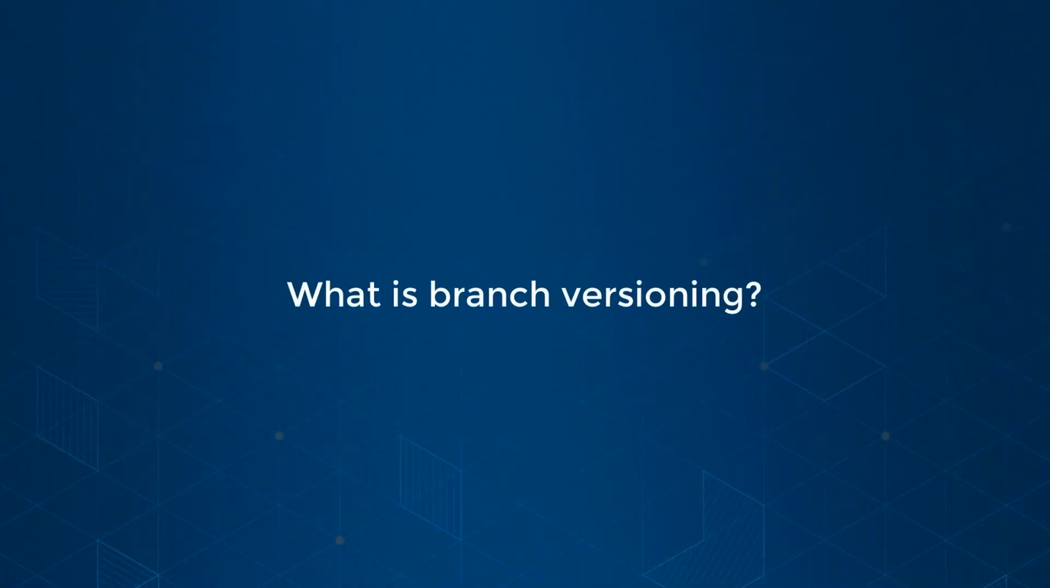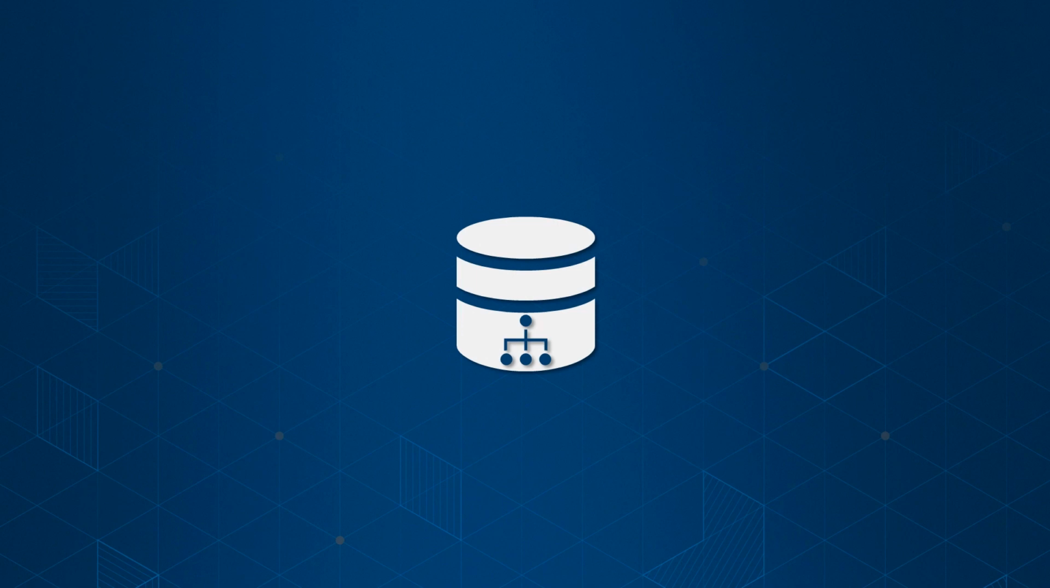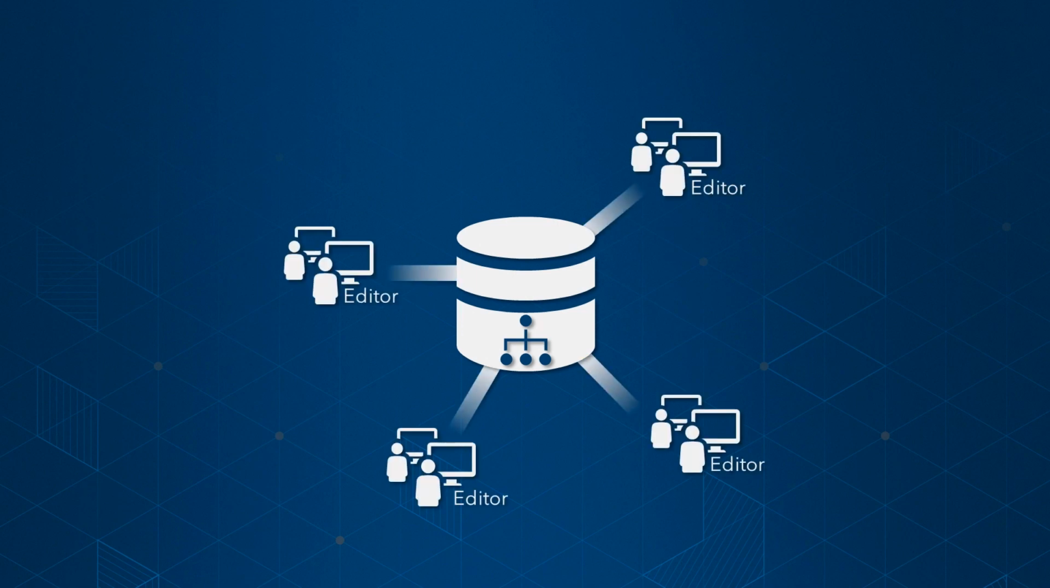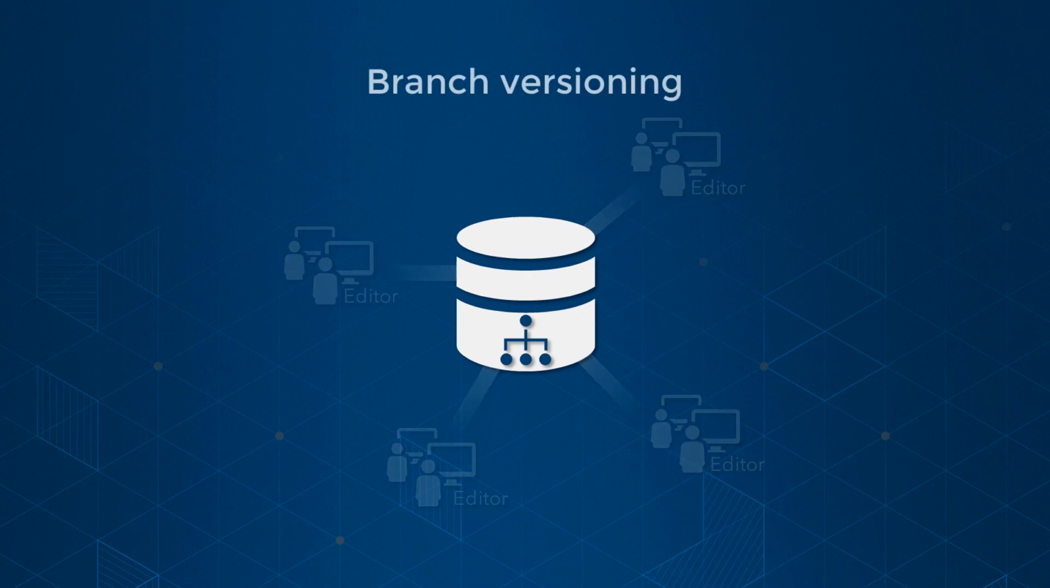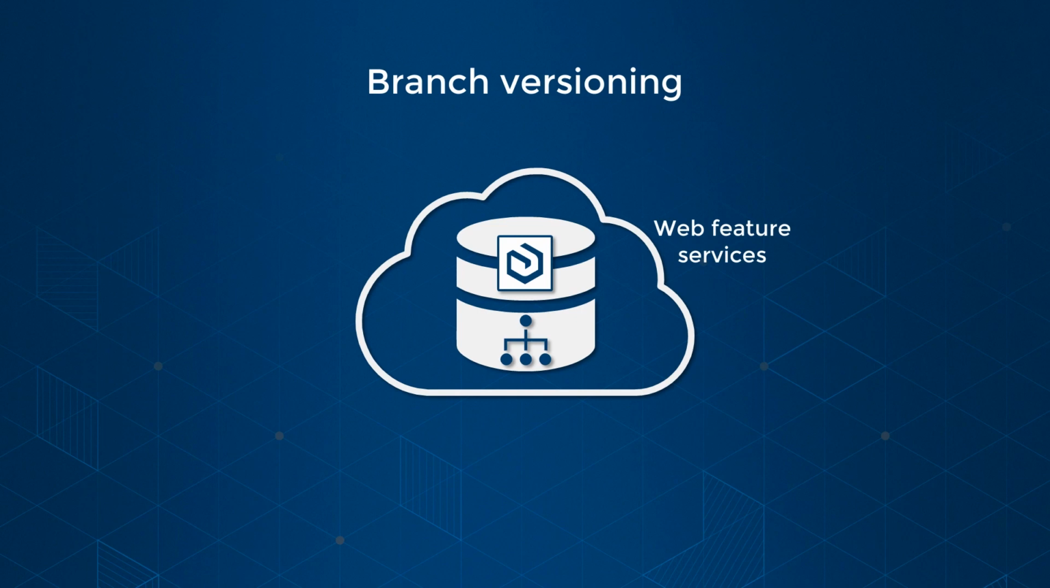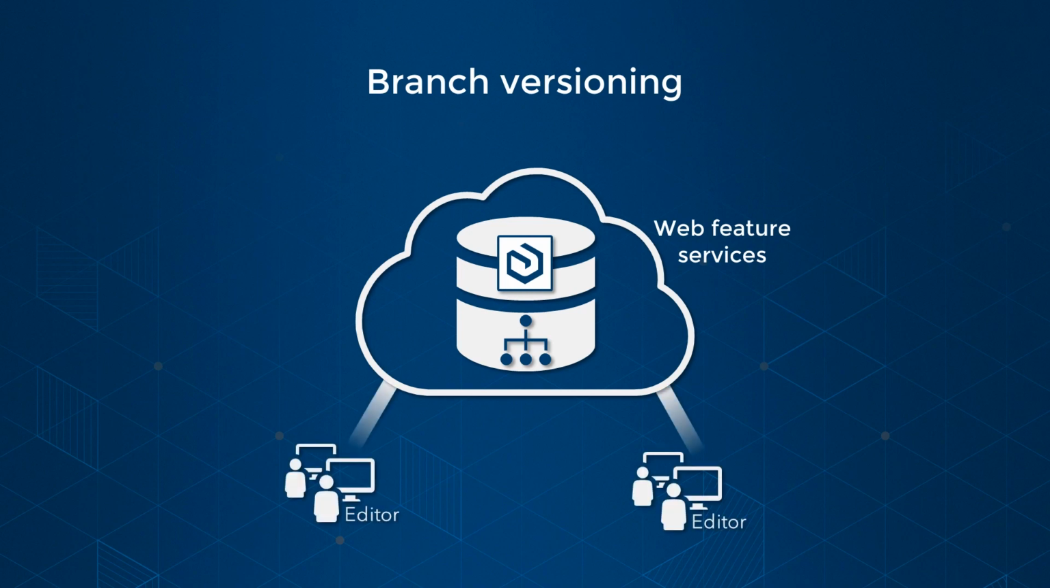Well, first of all, versioning in a database allows multiple editors to alter the same data without applying locks or duplicating the data, and without affecting the live or published data. Branch versioning is a type of geodatabase versioning, and it works with the ArcGIS Enterprise WebGIS model. It uses a services-based architecture to allow multi-user editing and long transaction scenarios via feature services.